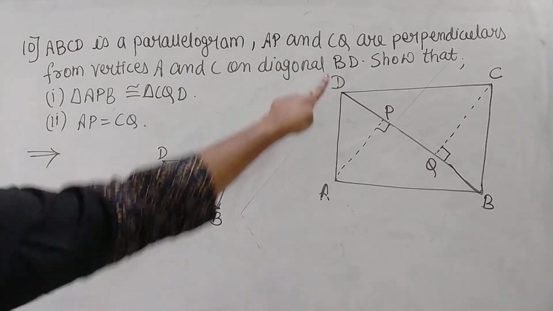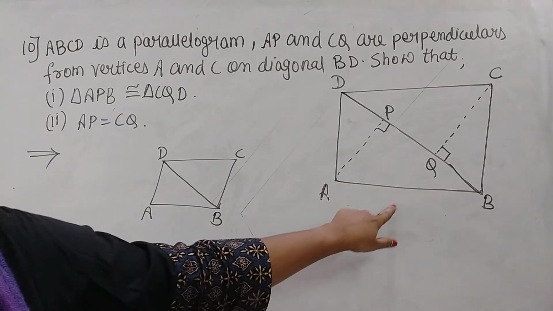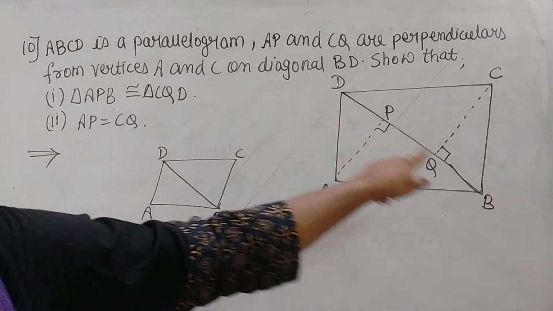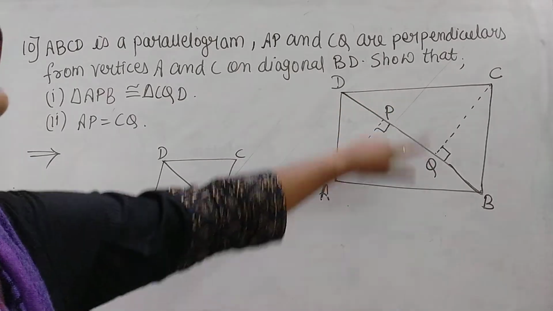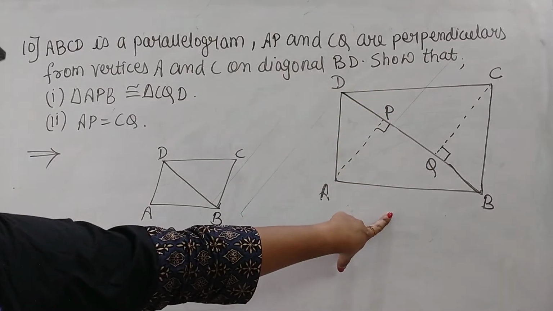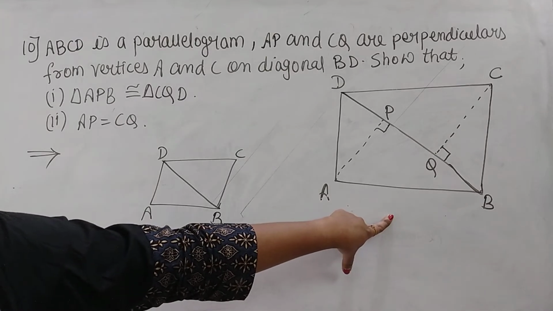Okay. Obviously, when I talk about APB, I can see that the side AB is coming. When I talk about CQD, I can see the side CD. So therefore, these two sides will be equal to each other, that in a parallelogram opposite sides are equal.